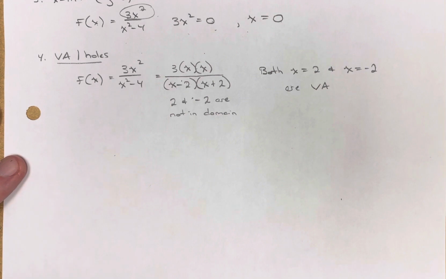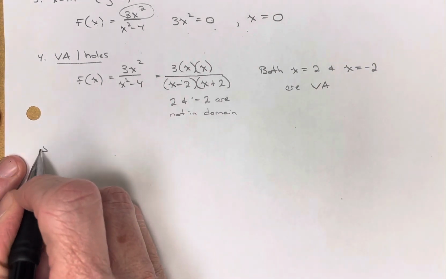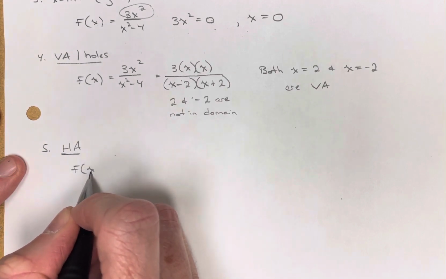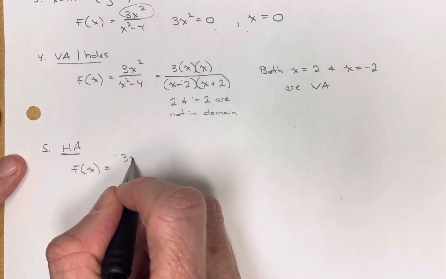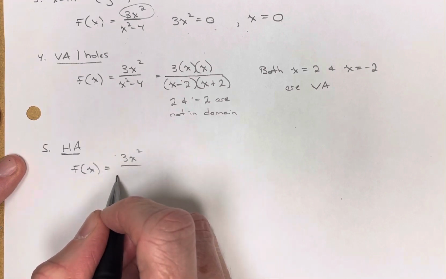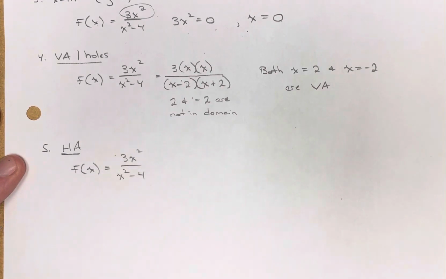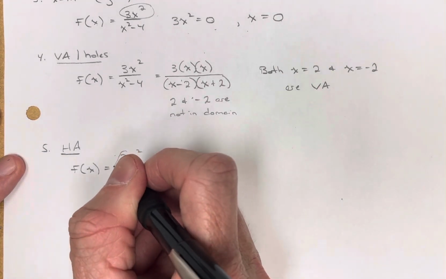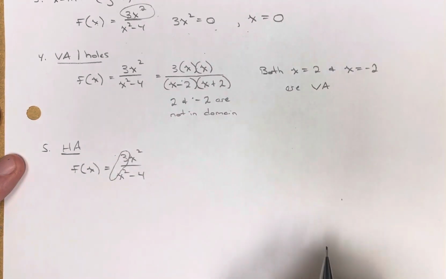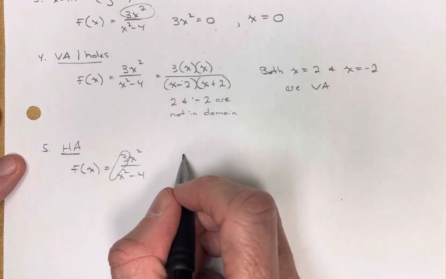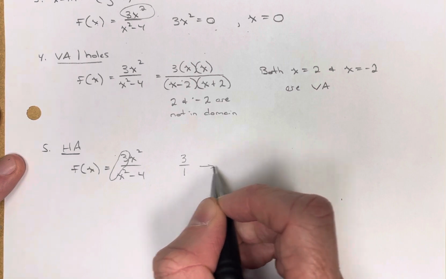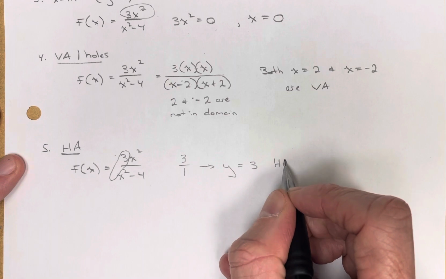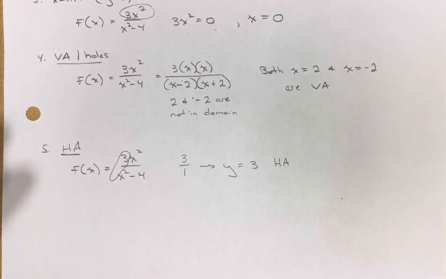Let's check for a horizontal asymptote, number 5. Let's rewrite our function down here. Do I have the same leading degrees? Yes, they're both squares. So I'm fine. I look at the coefficients to get my horizontal asymptote, and I have 3/1, which tells me y equals 3 is a horizontal asymptote. That was easy.